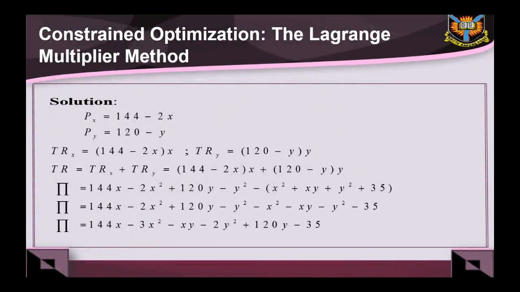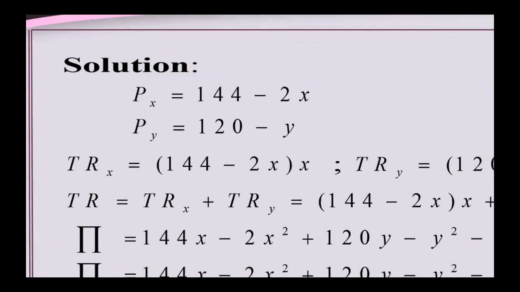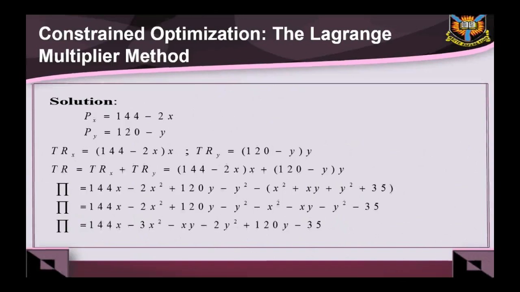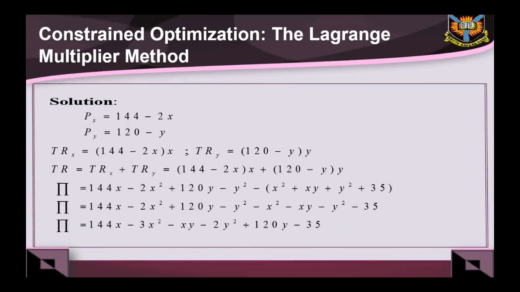Solution. Px equals 144 minus 2x. Py equals 120 minus y. TRx equals 144 minus 2x in bracket times x. TRy equals y of 120 minus y. TR equals TRx plus TRy, which equals 144 minus 2x in bracket times x plus y of 120 minus y.